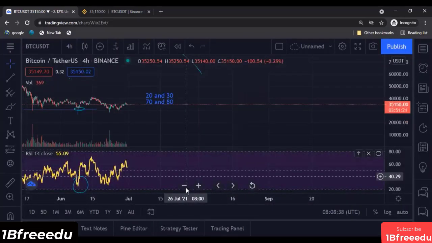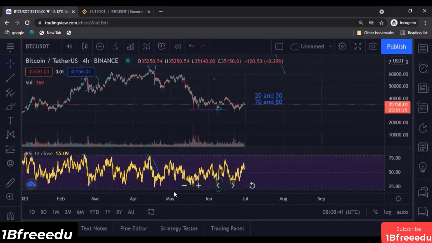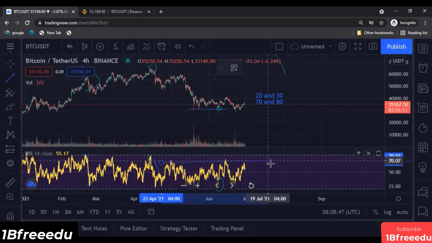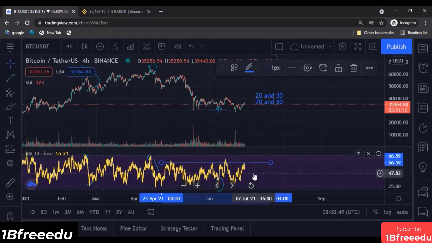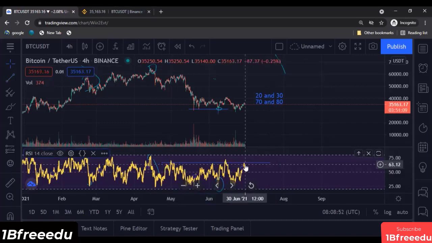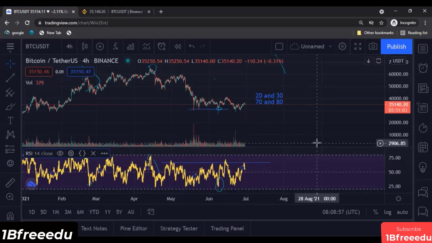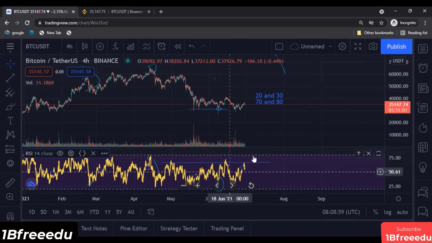Now, in terms of RSI, I can show here, you can also see that there's a support and resistance like this. Whenever the RSI is touching this point, you can see right here that it is going down. So we can also see support and resistance in terms of RSI.